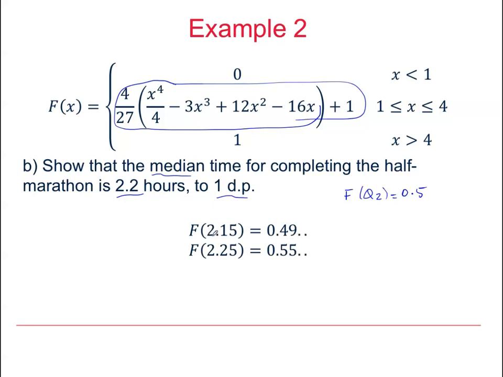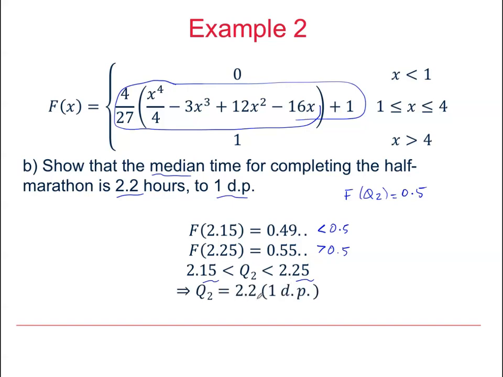Now, the method we can use here is to take values that are just bracketing either side of 2.2, 2.15 and 2.25. If we then have a value here which is less than 0.5 and a value here which is greater than 0.5, then we can infer that the median value must lie between those two. Now these are given to 2 decimal places, and any number which lies in between those two values, when we round to 1 decimal place, will give us 2.2.